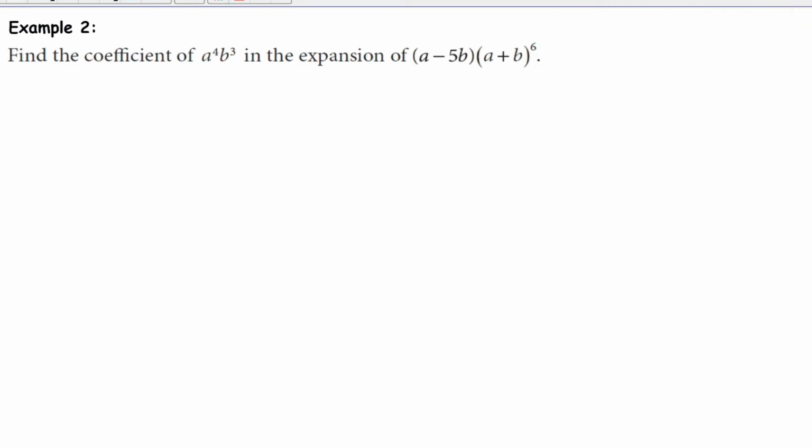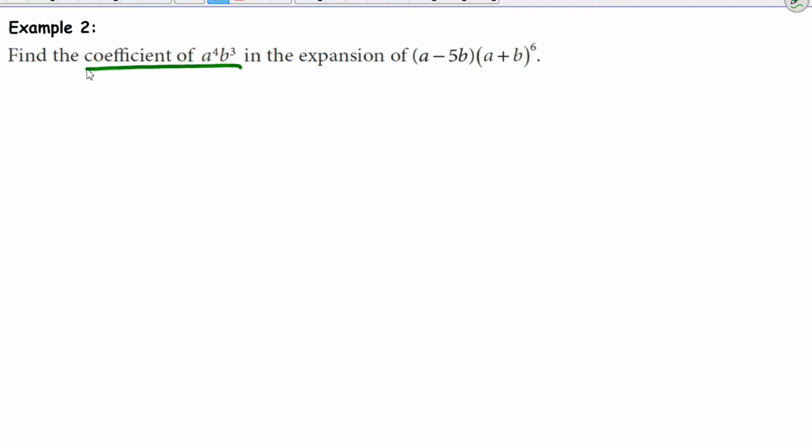In this example, we are required to find the coefficient of a to the power 4, b to the power 3 in the expansion of (a minus 5b) multiplied by (a plus b) to the power 6. Now, let's assume this is an uncalculated question. And so here, the main consideration is the coefficient of a to the power 4, b to the power 3.